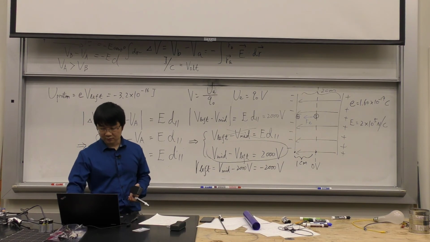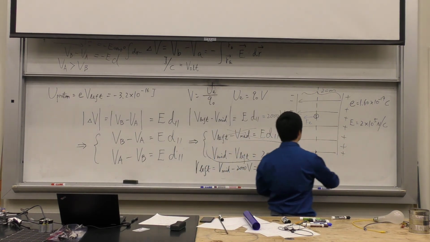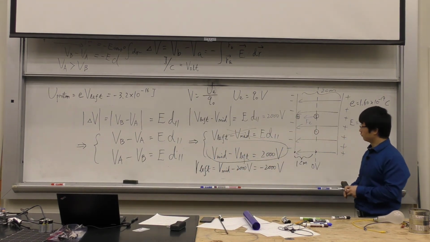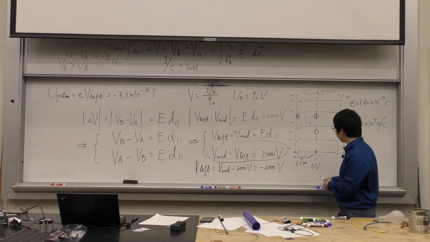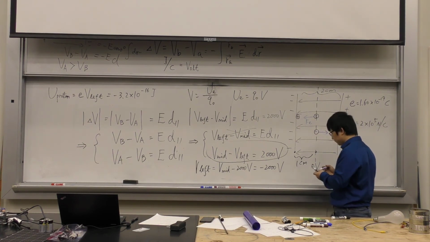So that's this. Now let's take a look at the next part, okay? Now there's also an electron here. An electron is also released at the middle from rest. So I know that the force is going to be opposite to the field because the electron is negative. So the force is going to be to the right.